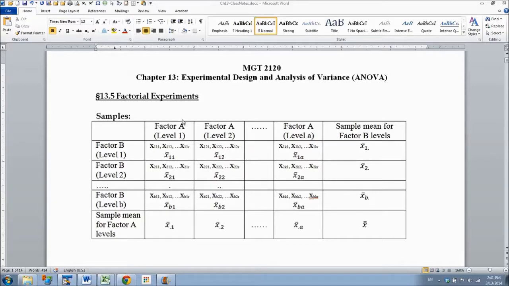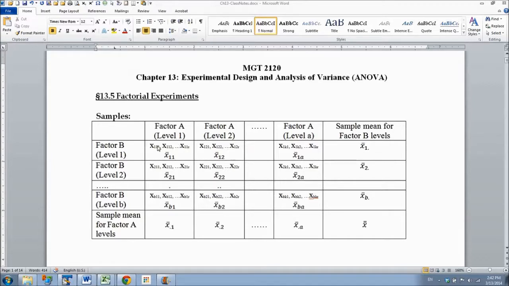So we set up an experiment where we have a levels of factor A, treatment level 1, 2, all the way through level a, lowercase a. Then we have factor B going from level 1, level 2 through level b. Now we have the intersection between a level in factor A and a level in factor B, and that intersection is what we call the population. So from each of these populations, we take exactly the same number of sample observations. We'll call that r. That's called replication.